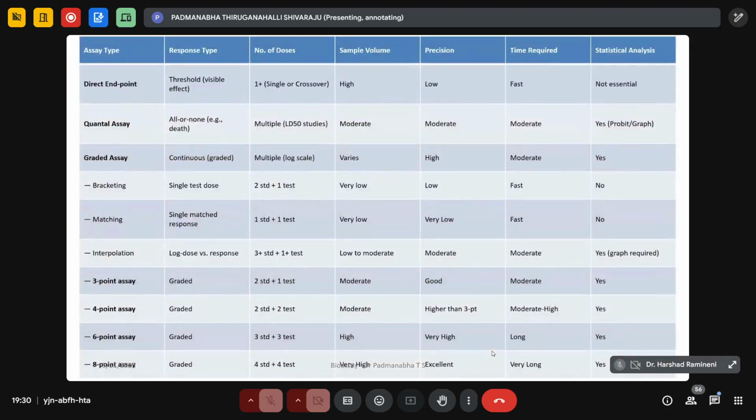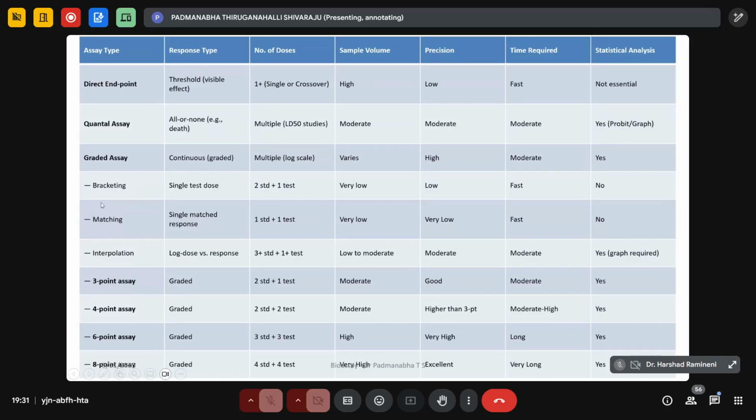And this is a chart which gives an easier comparison for you to revise and analyze: what the assays are and what type of response they check, what the number of doses is, how much single dose or standard dose has to be given, and what sample volume is required.